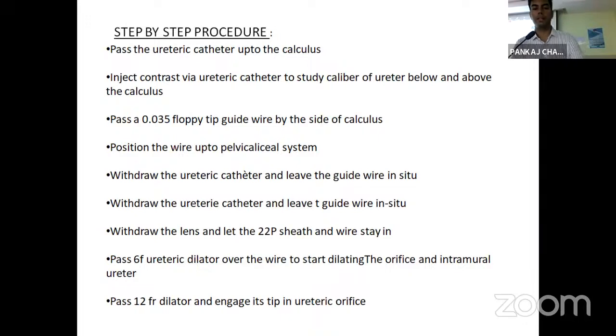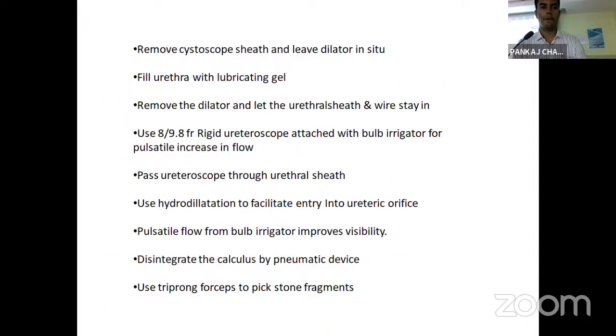Withdraw the lens and let the 22 French sheath and wire stay in. Pass a 6 French ureteric dilator over the wire to start dilating the orifice and the intramural ureter. Pass a 12 French dilator and engage its tip in the ureteric orifice. Remove the cystoscopic sheath and leave the dilator in situ. Fill the urethra with lubricating gel. Remove the dilator, and the urethral sheath and wire stay in.